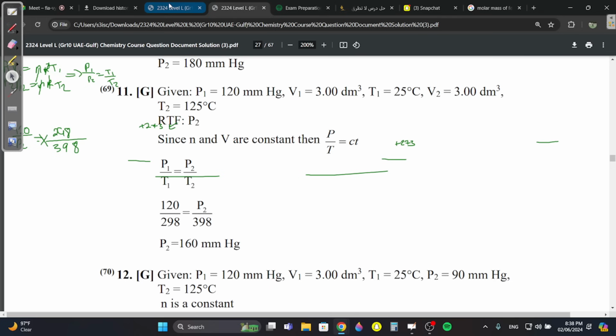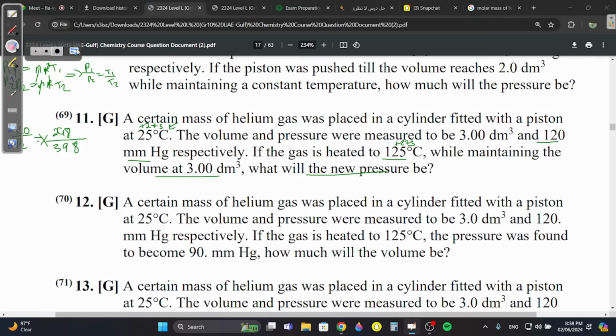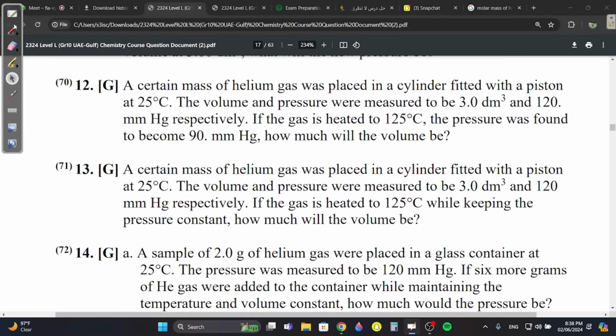Okay. Question 12. A certain mass. I'm just going to speed these up. P1 V1 equals nRT1. P2 V2 equals nRT2. What's constant? Let me see. Volume and pressure. I think they changed everything. Yeah, they changed everything, but we only cancel nR. So it's going to be P1 V1 over P2 V2 equals T1 over T2.